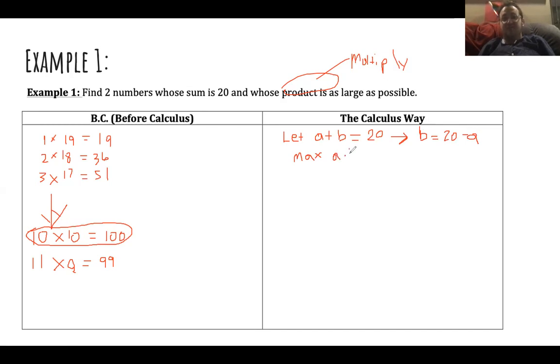Now, the problem is that my equation here is in two variables, but I got 20 minus A equals B. So I'm going to rewrite this problem as maximize A times 20 minus A. So effectively, we want to maximize 20A minus A squared.